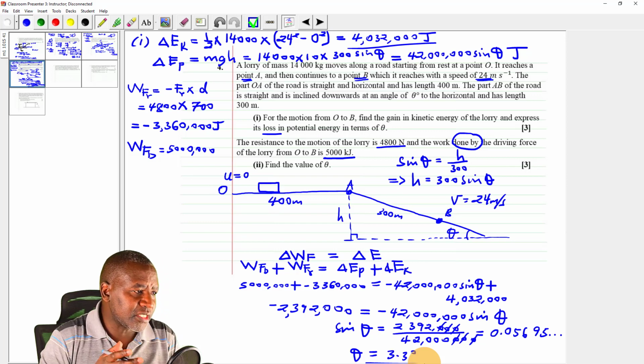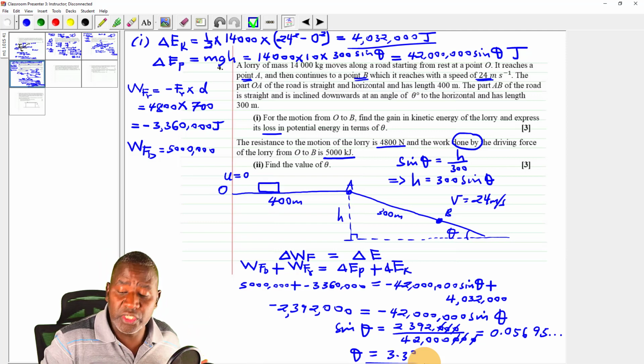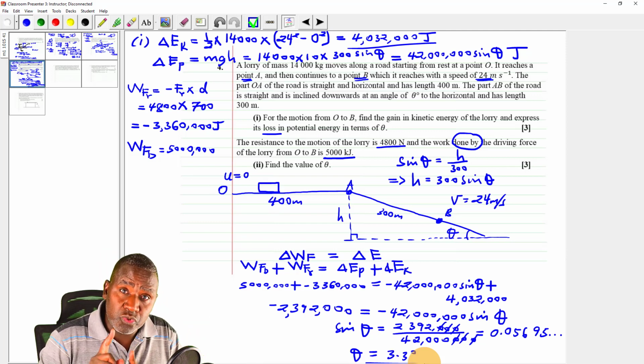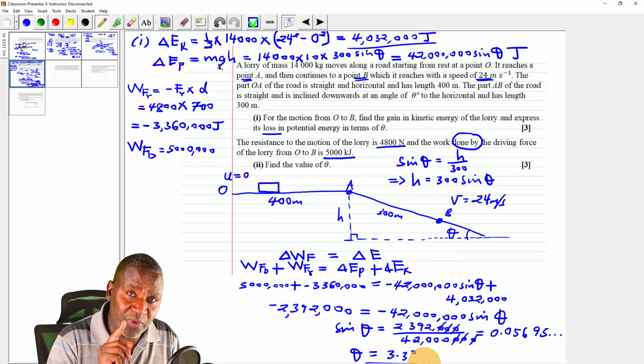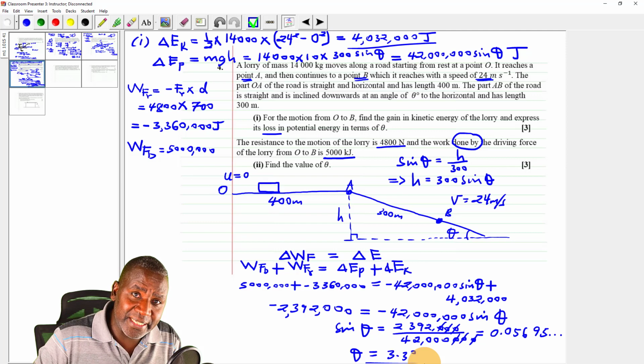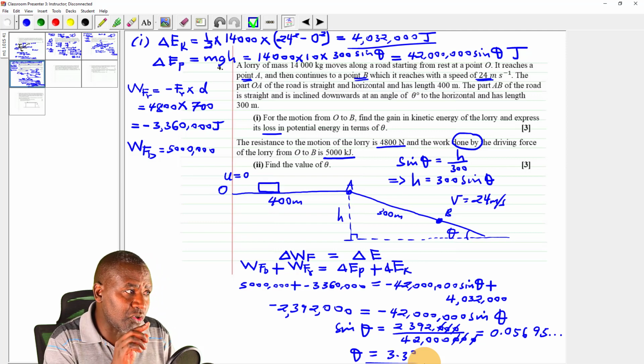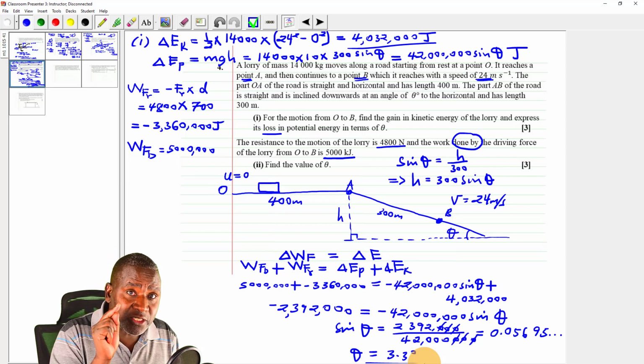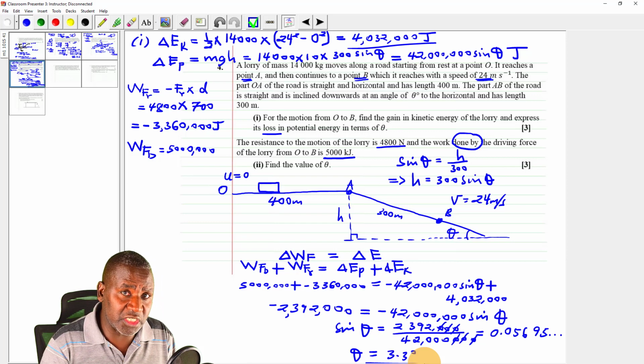Now, how do you get started with the questions involving energy? Remember, there are two types of energies that you want to be looking for in Mechanics 1. Number 1, gain in kinetic energy. And a gain is always a half m into v squared minus u squared. V is the final velocity, u is the initial velocity. Don't interchange those values. Even if u happens to be larger than v, always maintain v squared minus u squared.